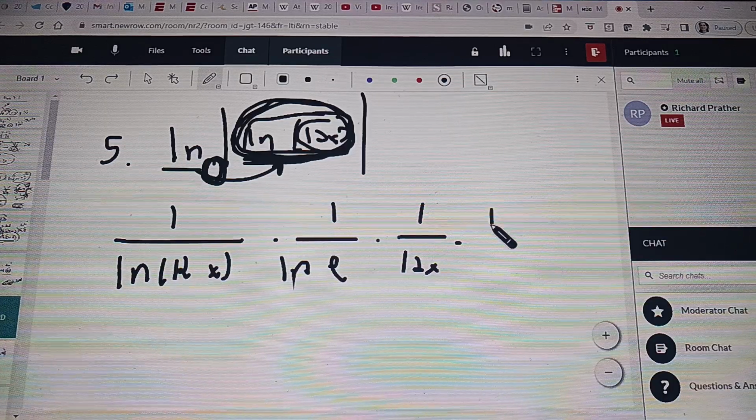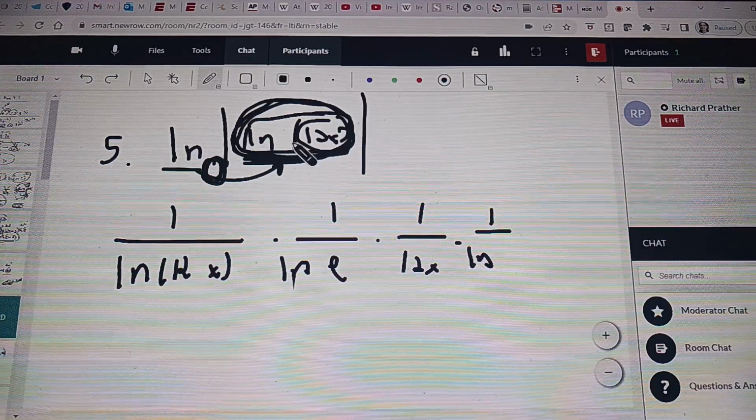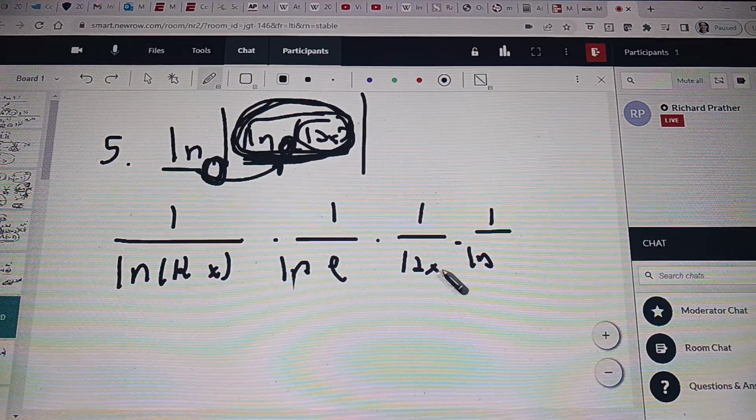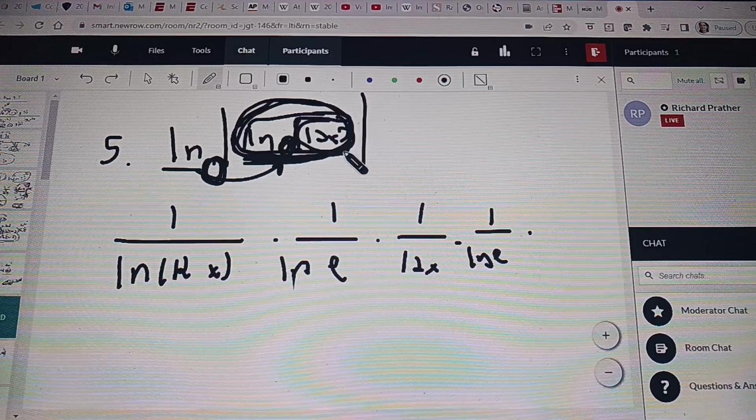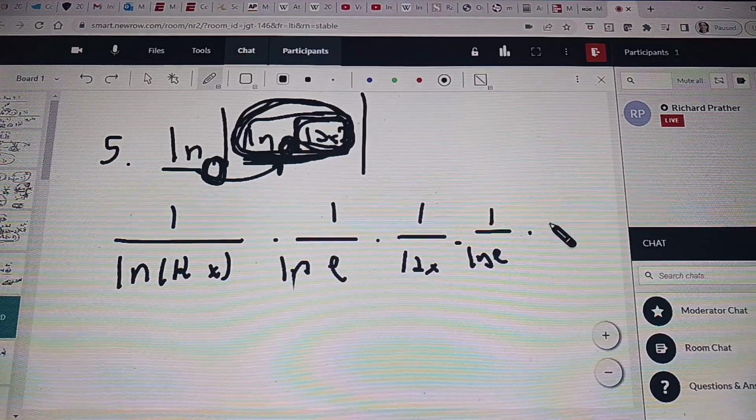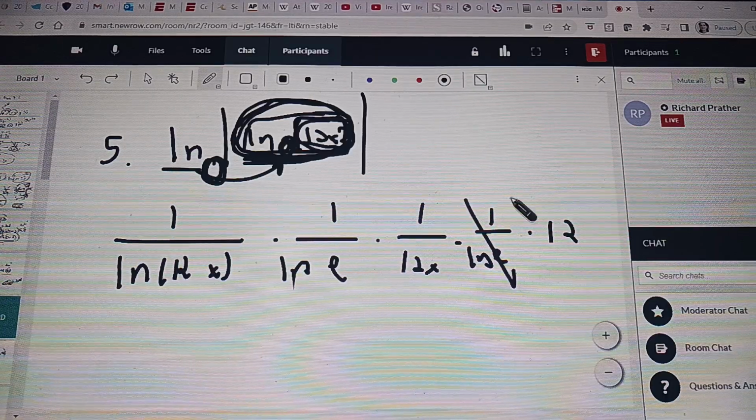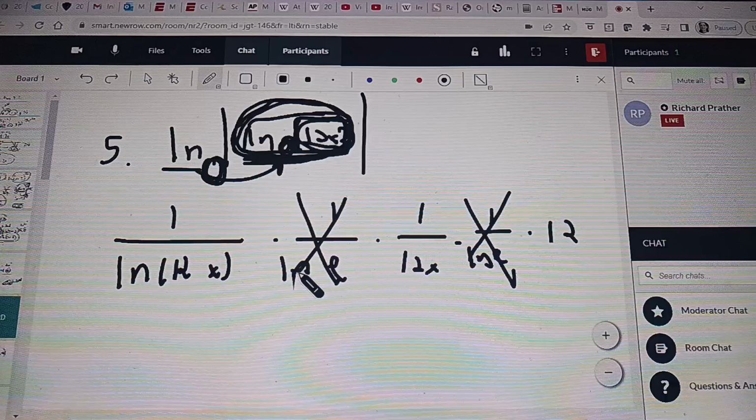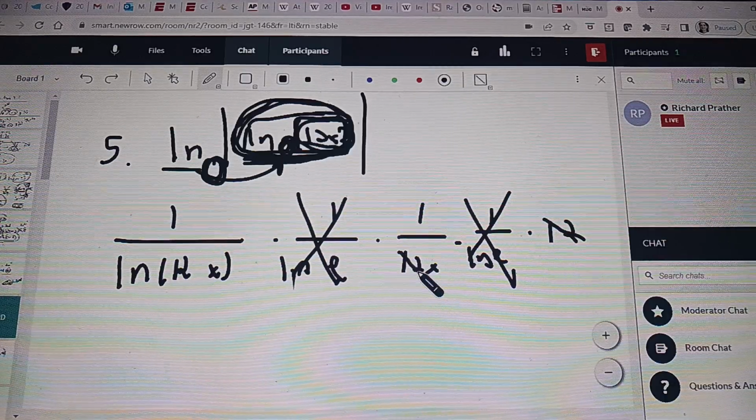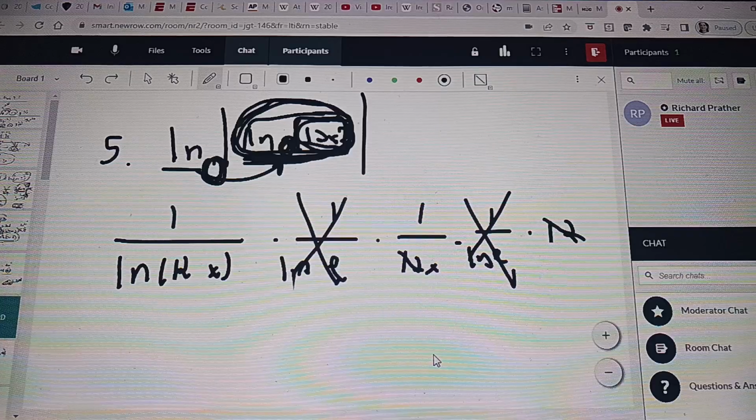And then there'd be another 1 over ln of the base here, but this base is e too. And then you would have the chain rule finally when you get to this inner part. The derivative of 12x is just 12. These 1 over ln's of e's are all equal to 1 and don't matter if there's other stuff. This 12 cancels that 12 since there's no pluses or minuses in the way. So the only thing left, we do have to have these two 1's equal a 1.